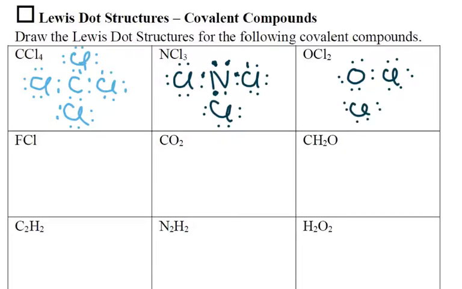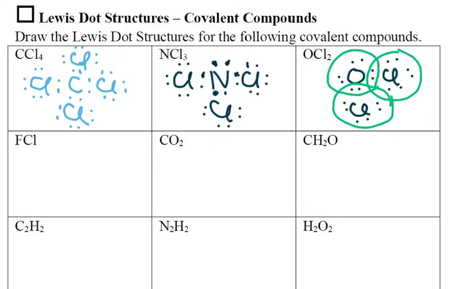So everybody here has an octet. If you don't understand what I mean by octet, you can say here's chlorine, it's near 8 electrons. Here's chlorine, it's near 8 electrons. And here's oxygen, and it's near 8 electrons. Even though we're sharing some of those electrons, we count them twice, but everybody has an octet.